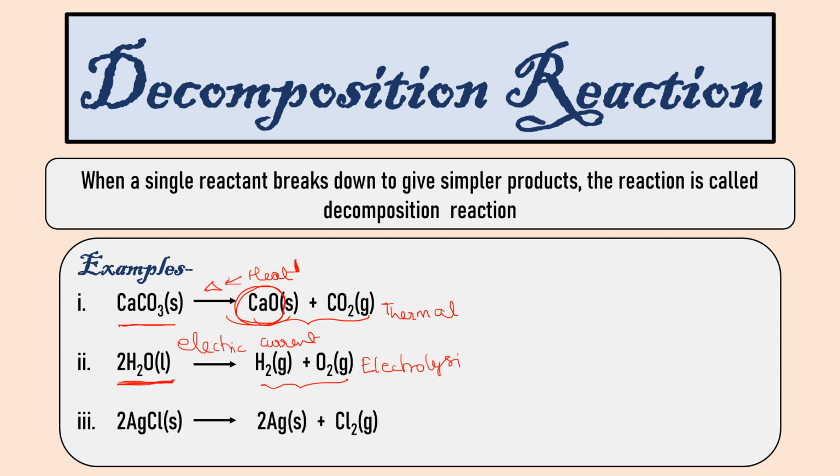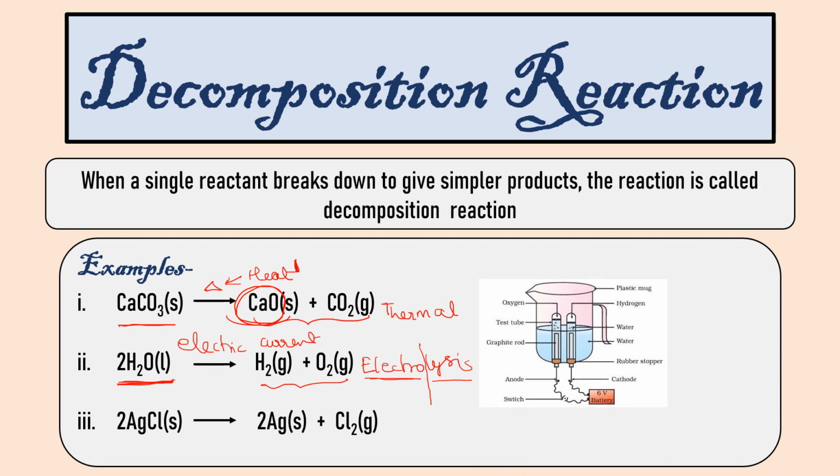Electrolysis. Now, this word electrolysis, we can break it into 2 words, electro and lysis. Electro means electric current, from that it has come. Lysis means breaking. So here breaking down of water is taking place in presence of electric current, giving H2 and O2.